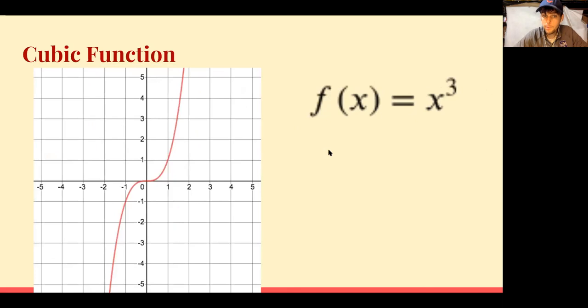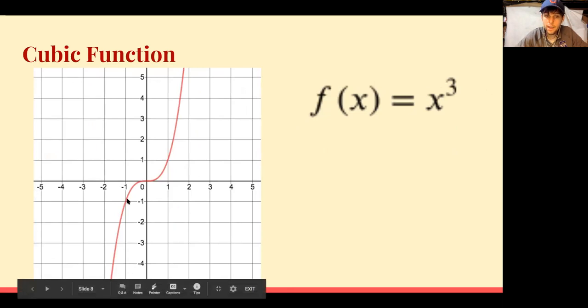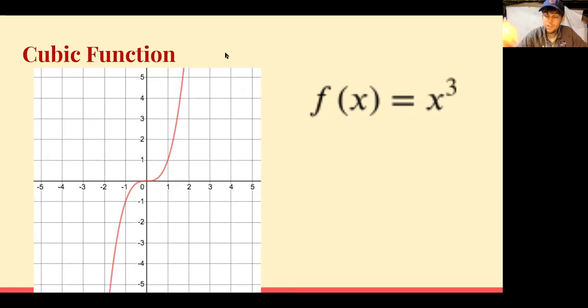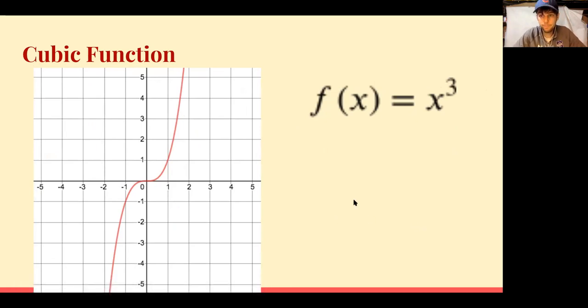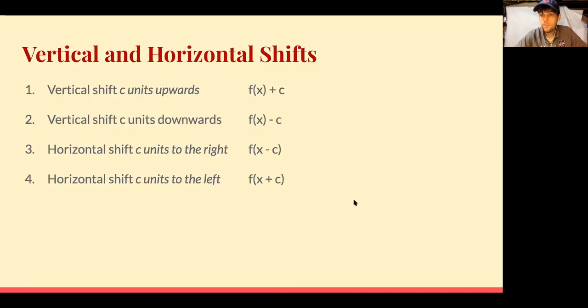And the last one we want to be able to identify is the cubic function. X to the third power is going to be our highest power, and then it has this kind of S shape or two-turn shape of the cubic graph. All right, so the first transformation we're going to be looking at are vertical and horizontal shifts.